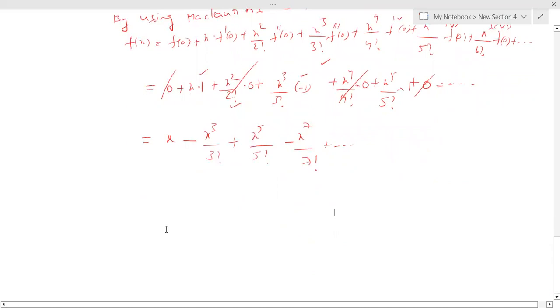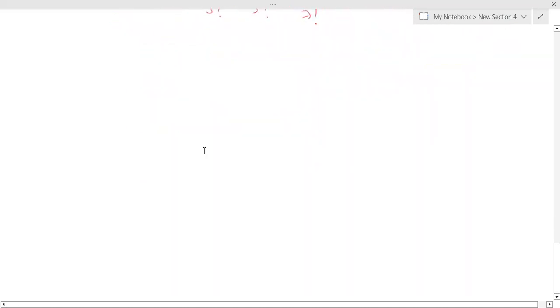Homework for you: cos x. Try it yourself. We already proved the Maclaurin's theorem for cos x. Homework: find the Maclaurin series of cos x.